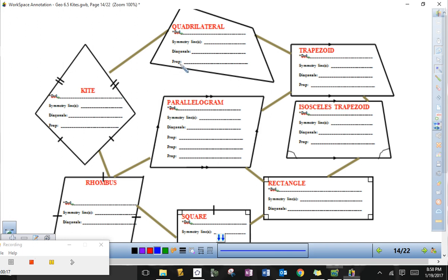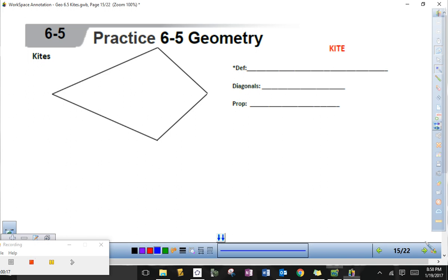If we're taking a look at what's marked on your hierarchy, you'll see tick marks on the top two and tick marks on the bottom two sides. So the definition for a kite is going to be two pairs of consecutive sides that are congruent. Notice that the ones that are congruent to each other are next to each other. And I'm going to go ahead and mark that on my picture here.